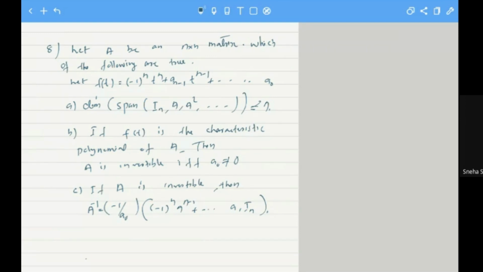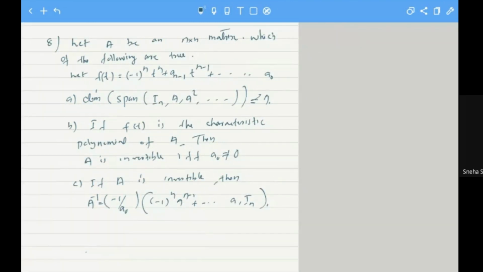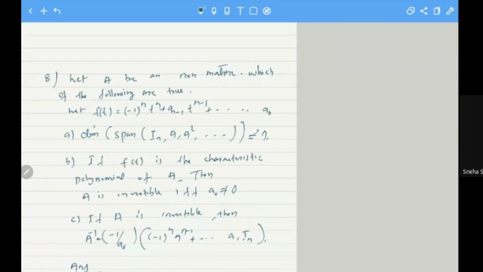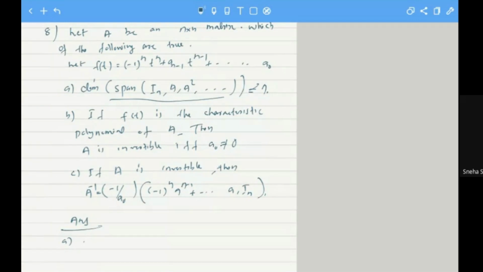The B option is, if f of t, whatever f of t we defined, is the characteristic polynomial of A, then A is invertible if and only if a naught is not equal to 0. The third option is, if A is invertible, then that A inverse can be written in terms of the above polynomial. So how do we proceed with this? You have been given a matrix A, which is an n by n matrix. Now you consider the span of identity, A square, A cube, etcetera. Then the dimension of that space is less than or equal to n.